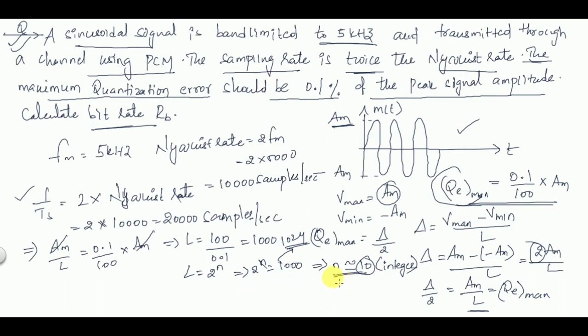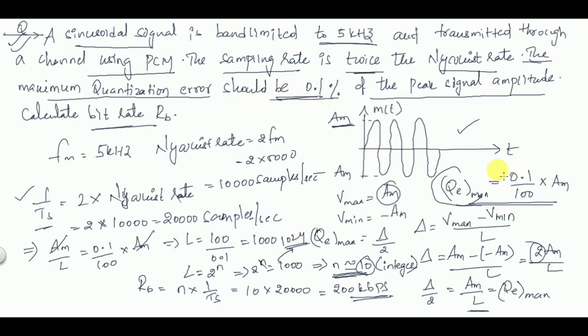Now we have the N value and the 1 by TS value, so we can calculate the bit rate. Bit rate is N into 1 by TS, so it is 10 into 20,000, which is 200 kbps.